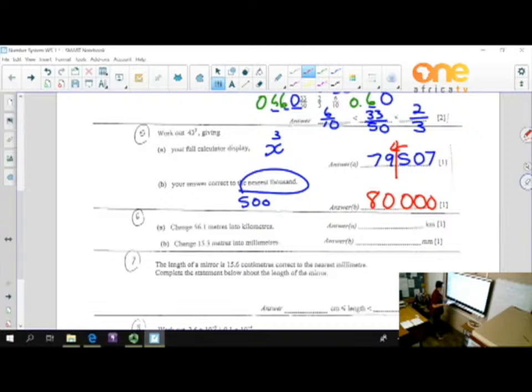Change 5.6 meters into kilometers. We'll have to divide here with 1,000, 1, 2, 3 places. So it is then 0.0056 kilometers. Change this into millimeters. This time I need to multiply with 1,000. So it's 15,3, and then 2 more zeros. I times with 1,000.